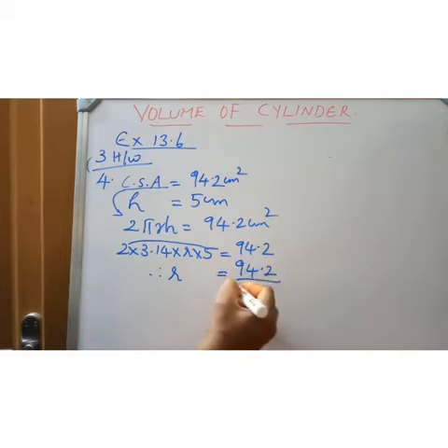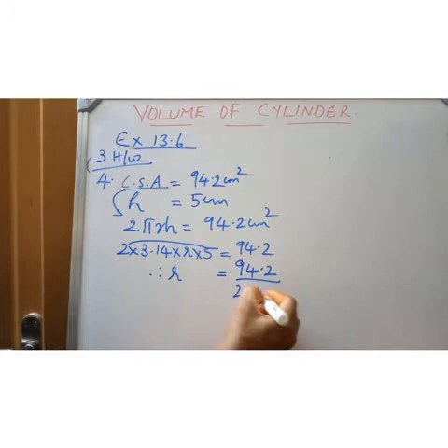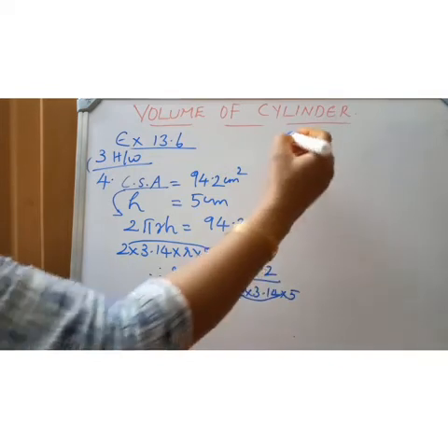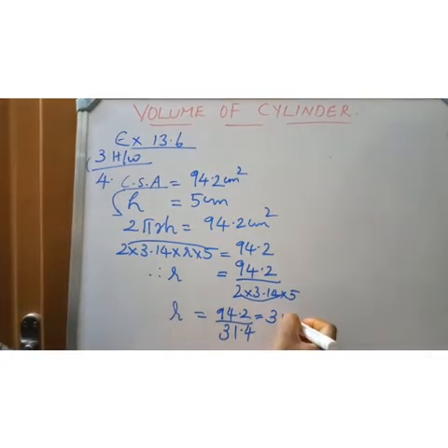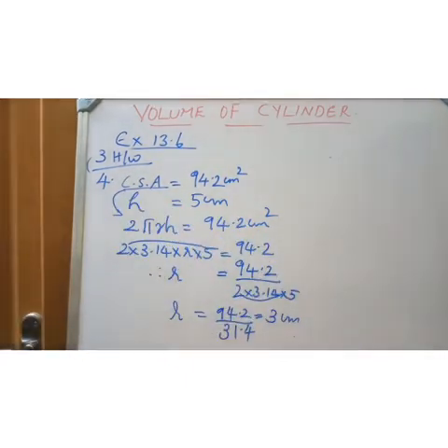94.2 divided by 2 into 3.14 into 5. 2 5s are 10, 10 into 3.14, 31.4. So we will get the r value as 94.2 divided by 31.4. So 31.4 goes into 94.2 3 times. So we will get the r value as 3 centimeter. Okay. The first part of the question is over. They asked you to find out the radius. So radius is 3 centimeter.